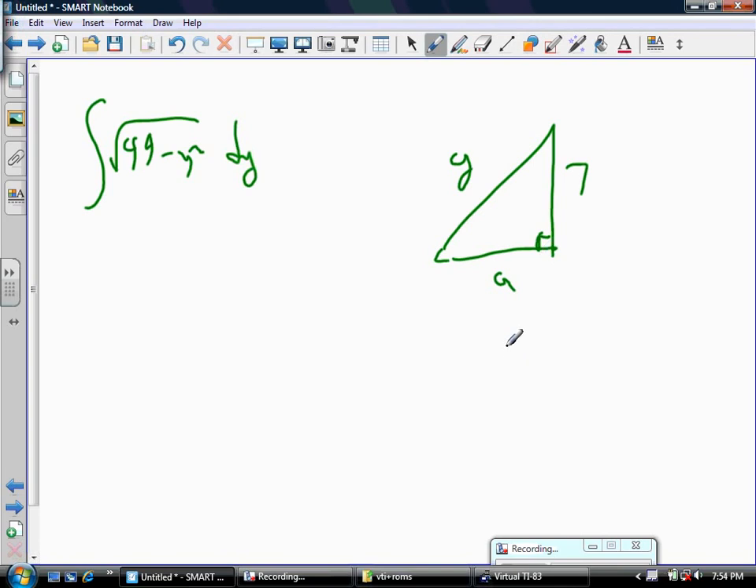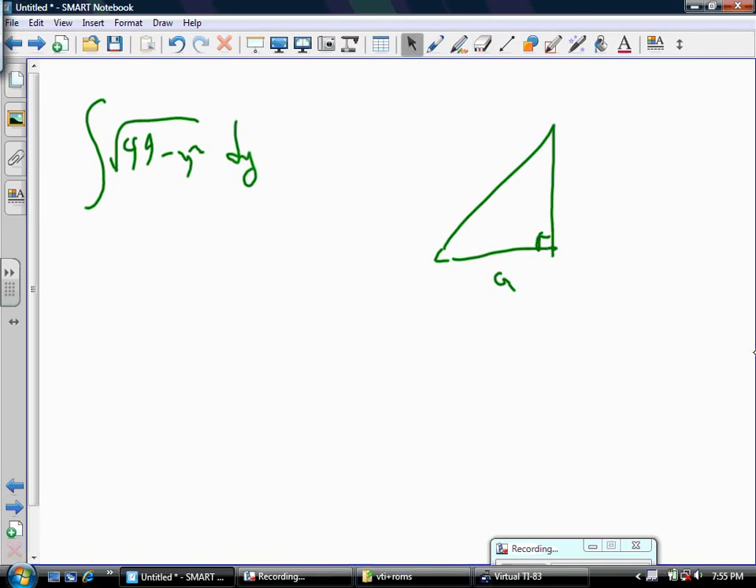How do you get a? A squared plus 7 squared equals y squared. So a squared is y squared minus 49. That's a sign issue. I wanted 49 minus y squared. So you're correct. Put the 7 here. Put the y there. Okay. So I don't like that. So go away. No, not you. Go away.